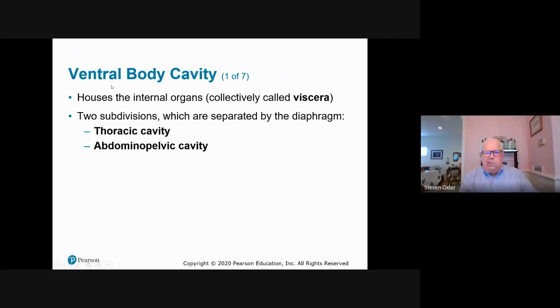There are also two subdivisions of the ventral body cavity: the thoracic cavity and the abdominal pelvic cavity. Both of these cavities are separated by the diaphragm. Oh, I'm going to ask you that question right there. What separates the thoracic cavity from the abdominal pelvic cavity? And the answer is diaphragm.